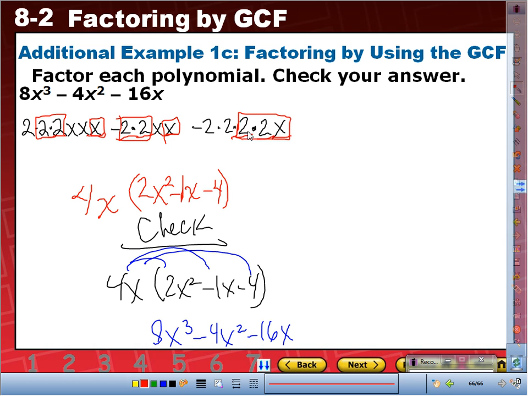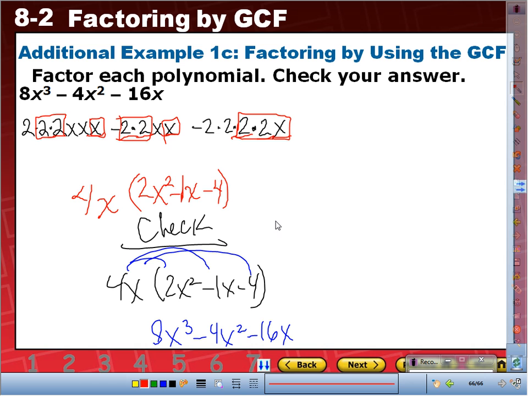So what is 2 times x? 4x. What's left on my first term? 2 times x, that's 2x squared. What's left on my second term? Negative x, or negative 1x. What's left on my last term? Negative 4. Did you see that?